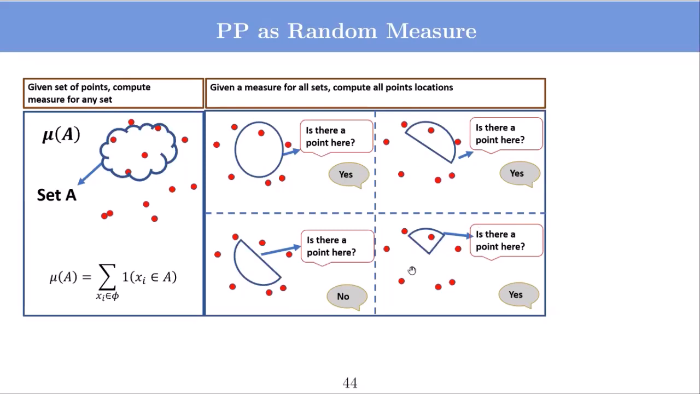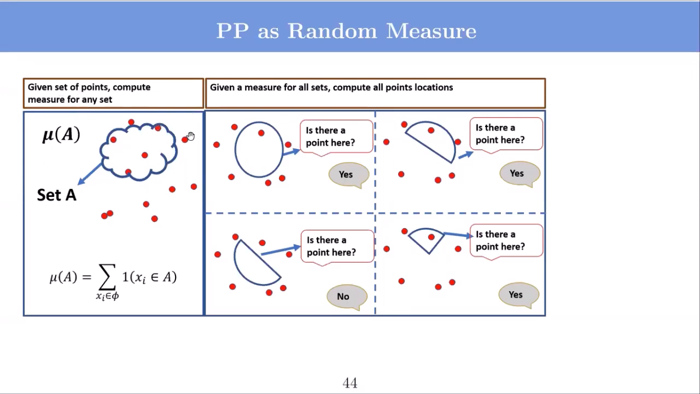And I have to do this multiple times, but if I do it for every location, I should be able to tell whether there is a point at that location or not. And by this exercise, I should be able to tell the location of each point uniquely. So in short, if I have a given set of points, I can define the measure in the following way.